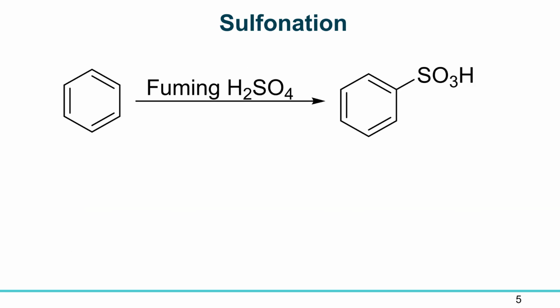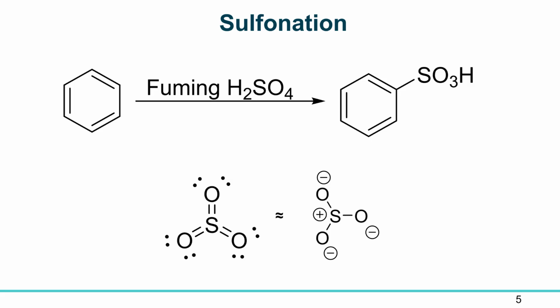Sulfonation can be performed using the reagent known as fuming sulfuric acid. Fuming sulfuric acid is a mixture of sulfuric acid, H2SO4, and sulfur trioxide, SO3. Sulfur trioxide is a good electrophile because of poor p orbital overlap between the sulfur and the oxygen. This results in a species that behaves more like a sulfur with a formal positive charge, single bonded to oxygens bearing negative charges.